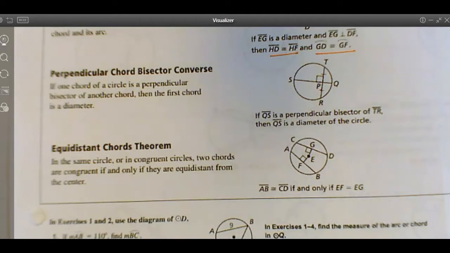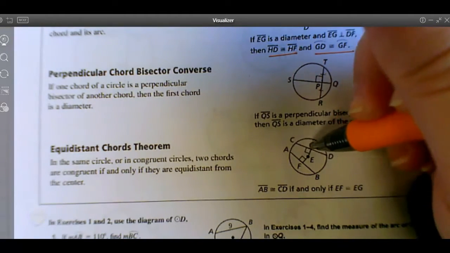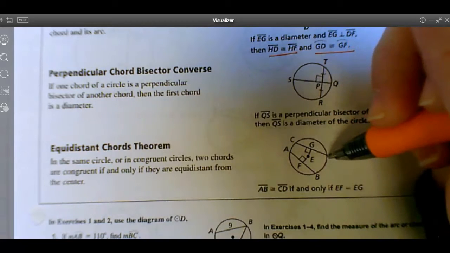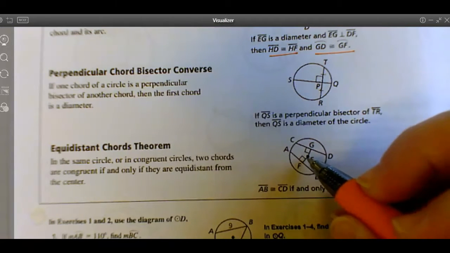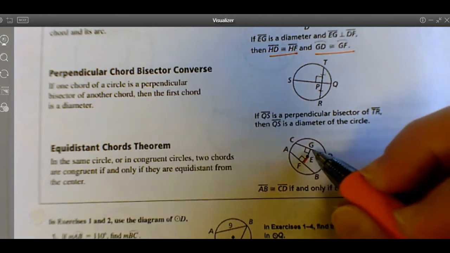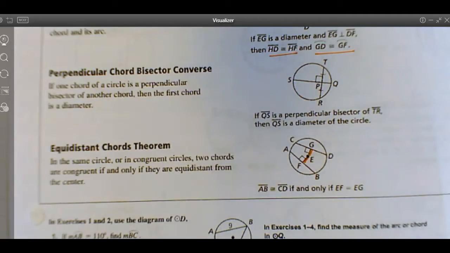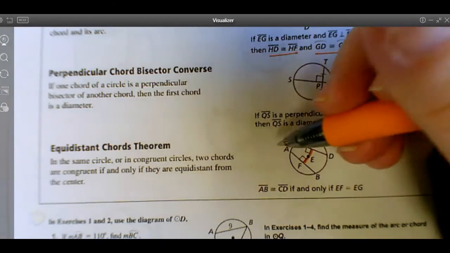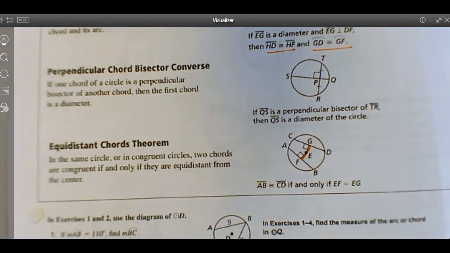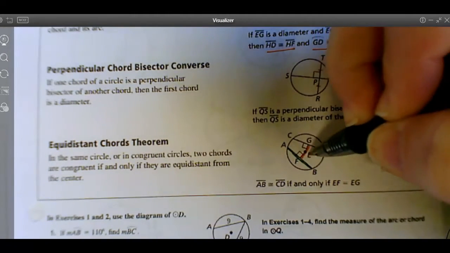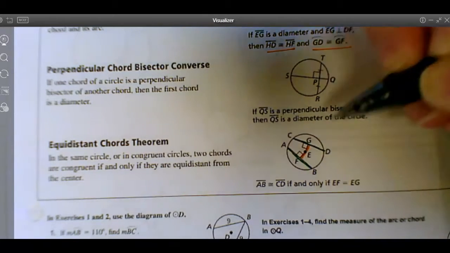It says that if you have a circle, two chords are congruent if and only if they are equidistant from the center. What it's saying is that AB and CD can only be the same size if I can draw a little line from the center to both of them and make them perpendicular. That little line from the center is measuring the distance from the center, and these two distances have to be the same in order for the two chords to be the same. So when you're trying to figure out if the chords are the same, you're just going to try to see if those two little distances are the same. Okay?